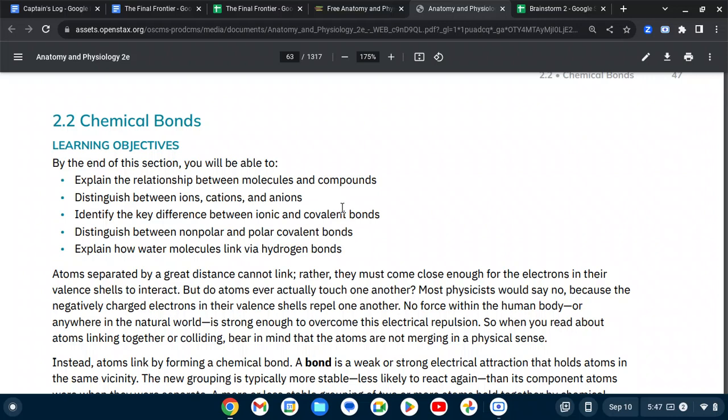By the end of this section, you'll be able to explain the relationship between molecules and compounds, distinguish between ions, distinguish between nonpolar and polar covalent bonds, and explain how water molecules link via hydrogen bonds.